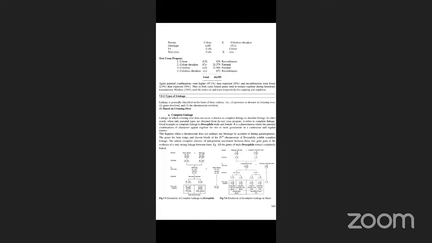Here you can see in the test progeny, again, the parental combinations were higher than expected. That means recombination was reduced, but the parental combinations were more. This is because of linkage. As the genes are linked, there is little chance of recombination, and they got parental combinations only. Haldane used the terms cis and trans for coupling and repulsion respectively.